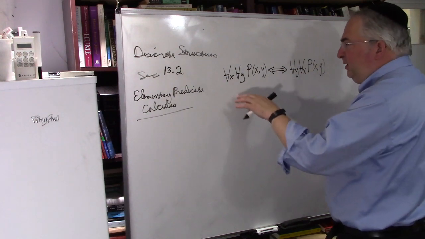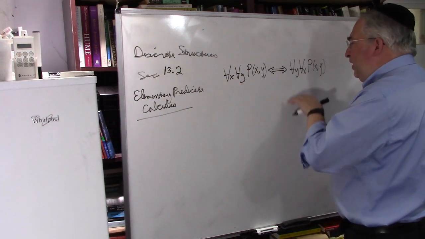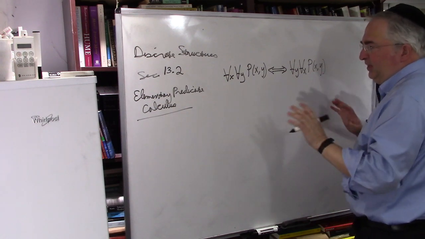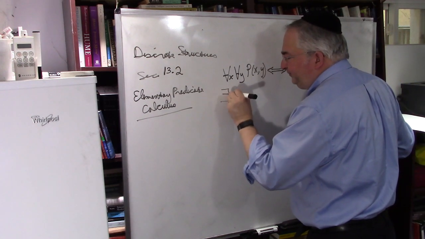Okay, we did an example. We were talking about loving. If every x loves every y, that means every y is loved by every x. It works out.